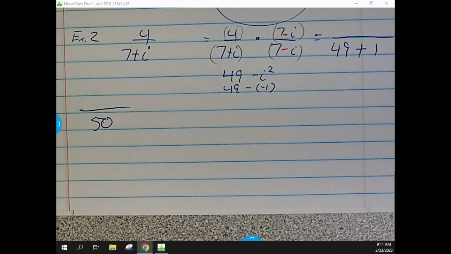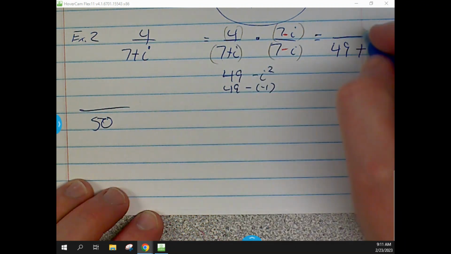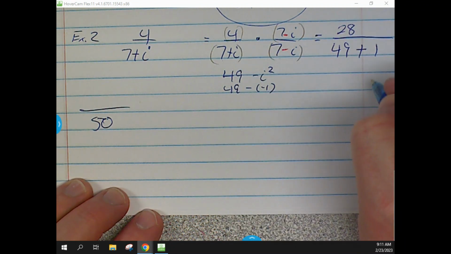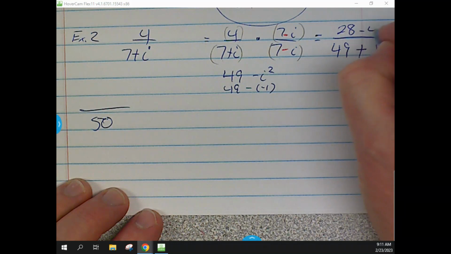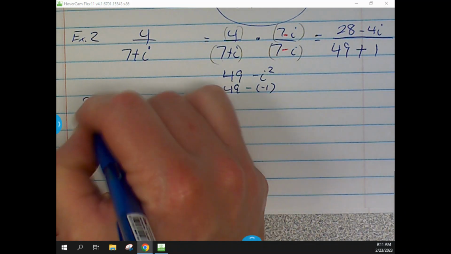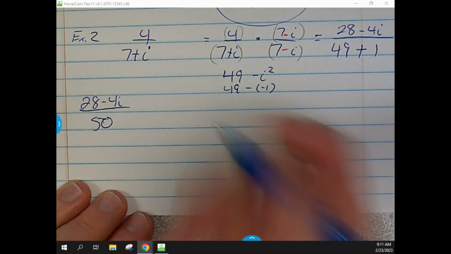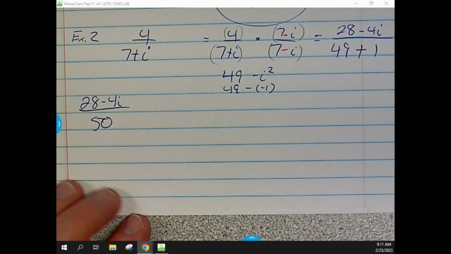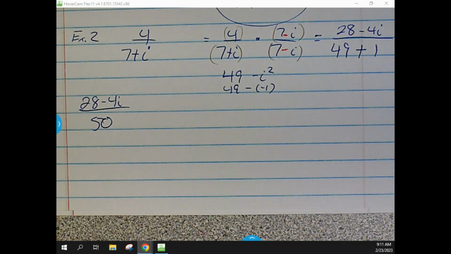Okay, top part. Now, in this case, top part's really not too bad because it's just distributive property. Because you got 4 times 7 for 28. 4 times i is 4i. So that's 28 minus 4i, which, again, if it's distributive property, there's usually not a whole lot. There might be a little bit of simplifying in that part you can do, but that's pretty much about it.